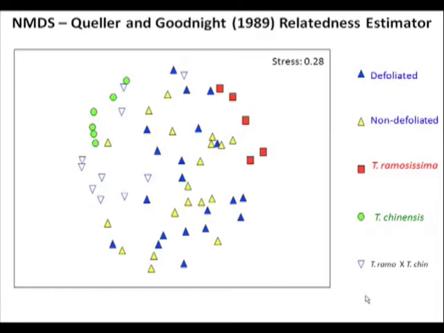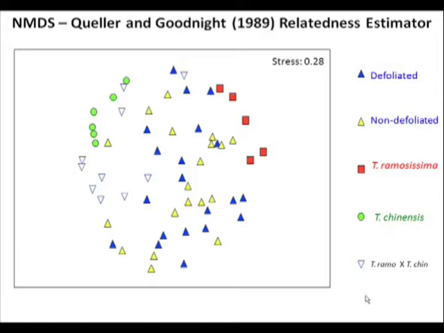So I calculated Goodnight and Cuellar's relatedness measure. It's just another way of assessing relationships among individuals, and this is an NMDS ordination. So each point in this ordination is an individual. Over here, the triangles are the United States population, and this is the Dewey Bridge stuff. I included some other reference samples from John Gaskin that he had identified as hybrids.